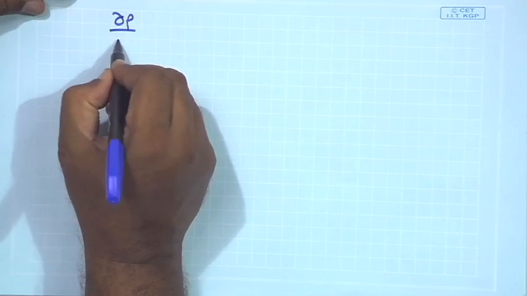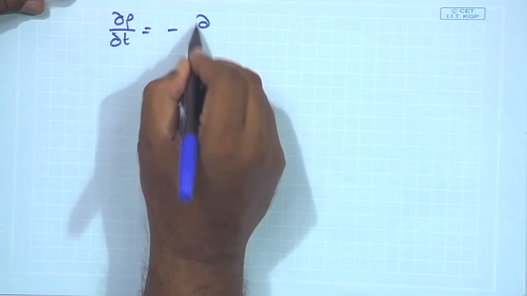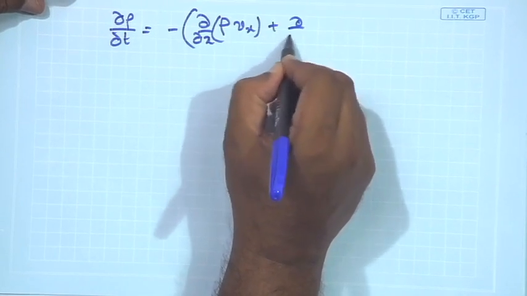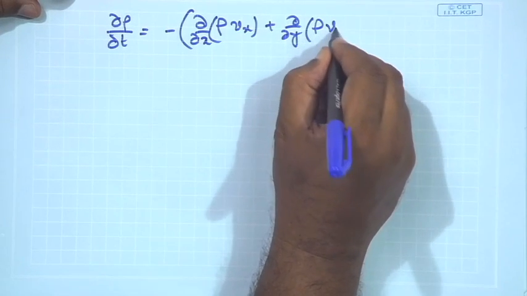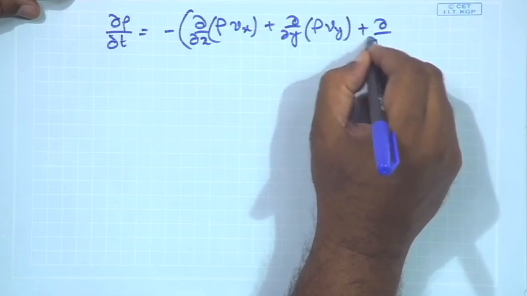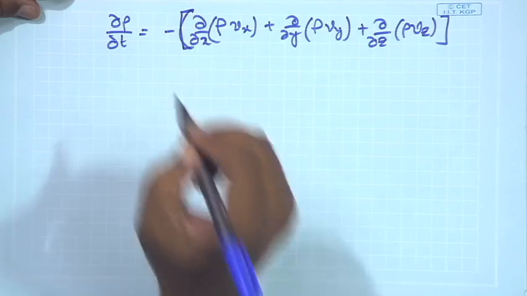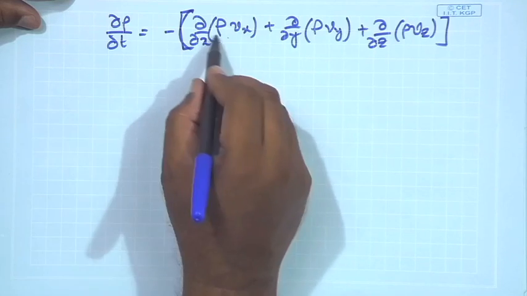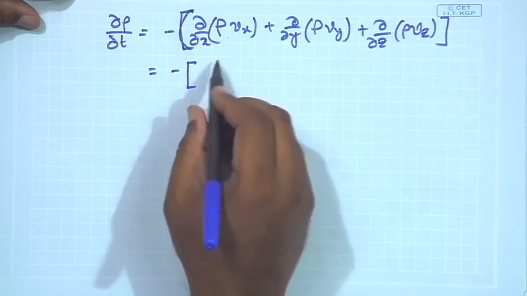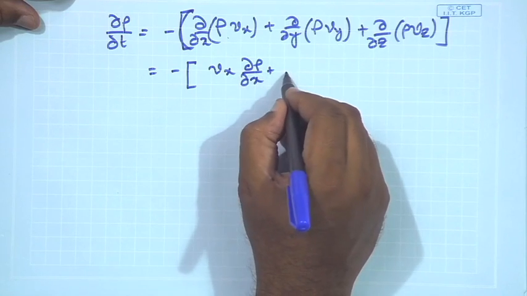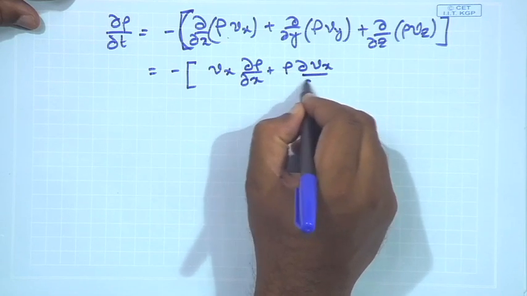Another way: if you expand the term, I started with del rho del t being equal to minus del x of rho v x plus del y of rho v y plus del z of rho v z. So, this was the equation of continuity, and then I can simply express it as v x times del rho del x plus rho times del v x del x.